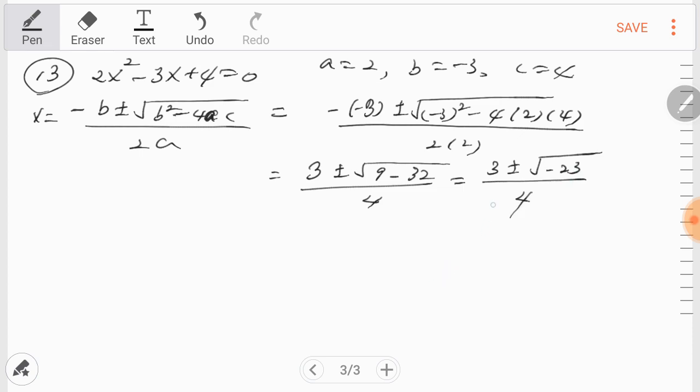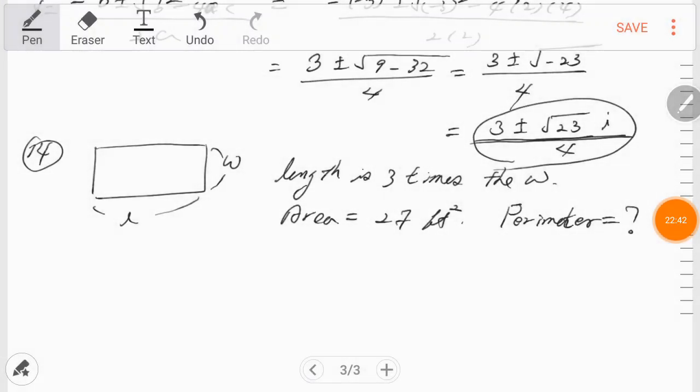So this is the solution: 3 plus or minus square root of 23, not yet, because the radical is a negative number. So we have to make it an imaginary unit. So this is equal to square root of 23 i over 4. Sorry, this over 4 is all the way down. So this is the solution.